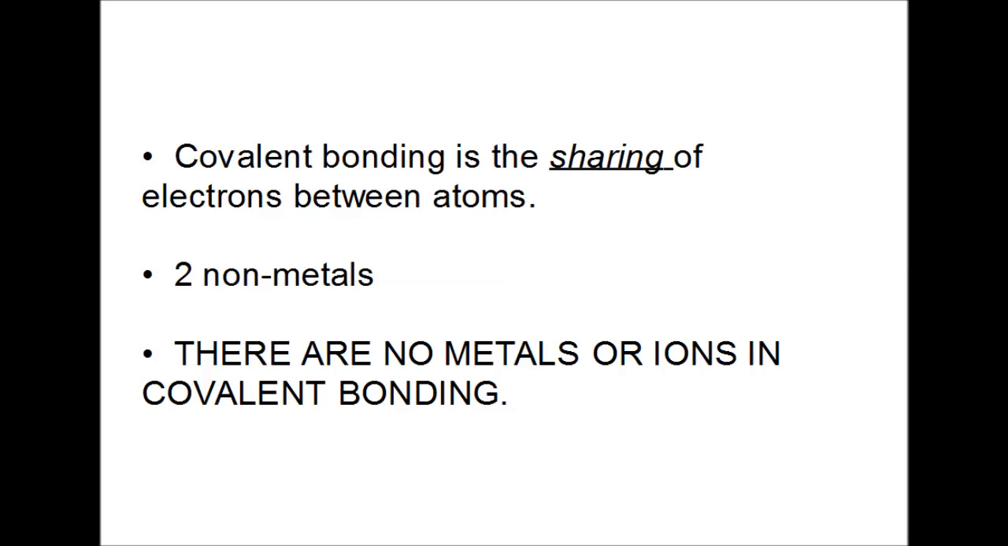So the difference with covalent bonding is that covalent bonding is the sharing of electrons between two atoms. Instead of the electrons being transferred, like one from sodium being transferred to chloride, the electrons are actually shared between the atoms. And the other major difference, and this is how we're going to be able to tell the difference between covalent compounds and ionic compounds, is that covalent compounds have no metals in them whatsoever. The bond is between two non-metals.